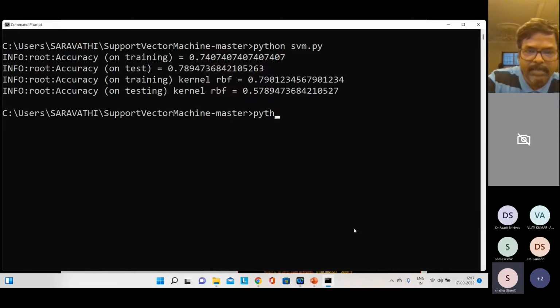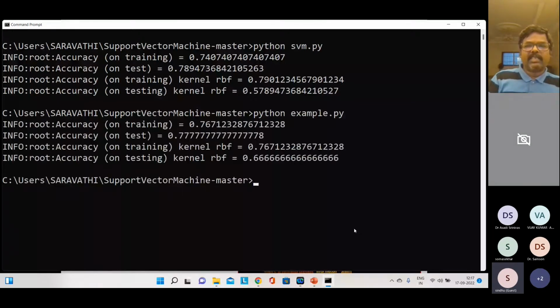One more algorithm, python example.py, and this is the result. A few more examples I have executed in this one. So support vector machine executed with clarity. Now I am going to show you COVID-19 virus prediction and detection.